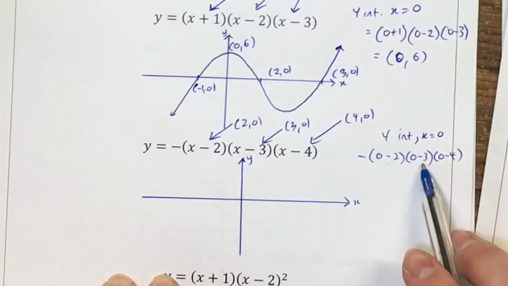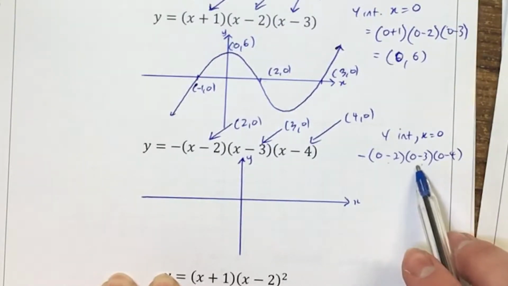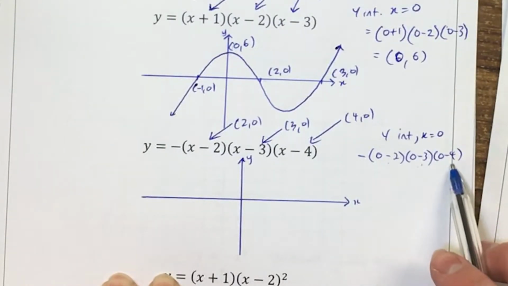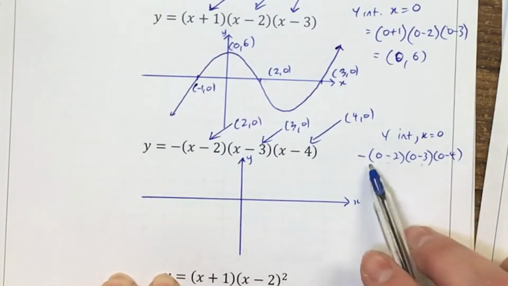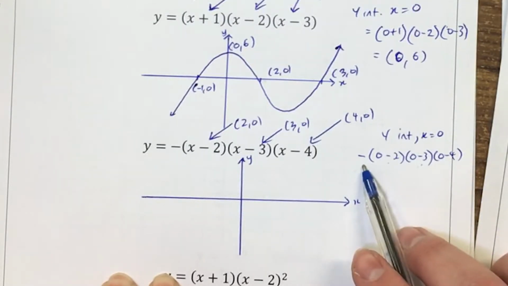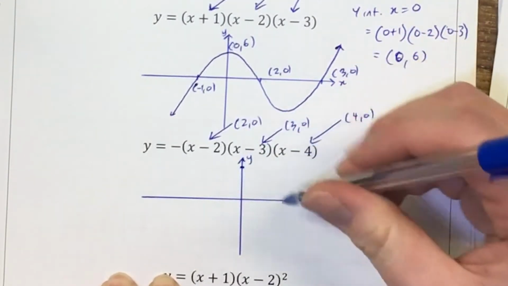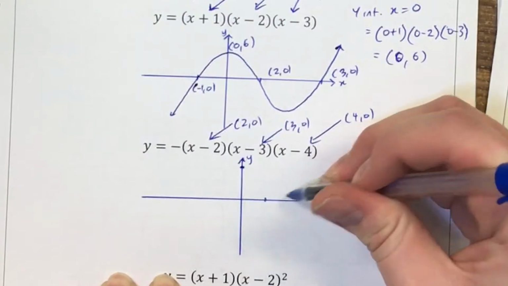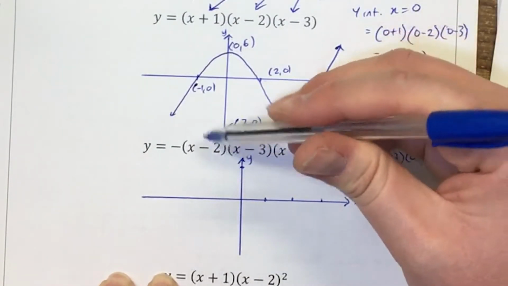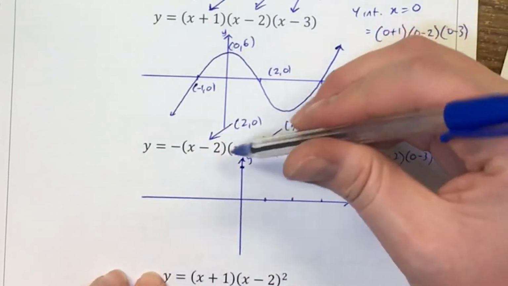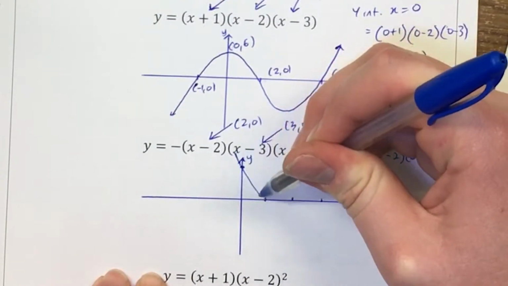So negative 2 times negative 3 is equal to what? 6. 6 times negative 4? Negative 24 times by negative 1? Yeah, so it's positive 24. So it's 2, 3, and 4. So we started from the bottom with a normal one. Of course, with this one, we start from the top.